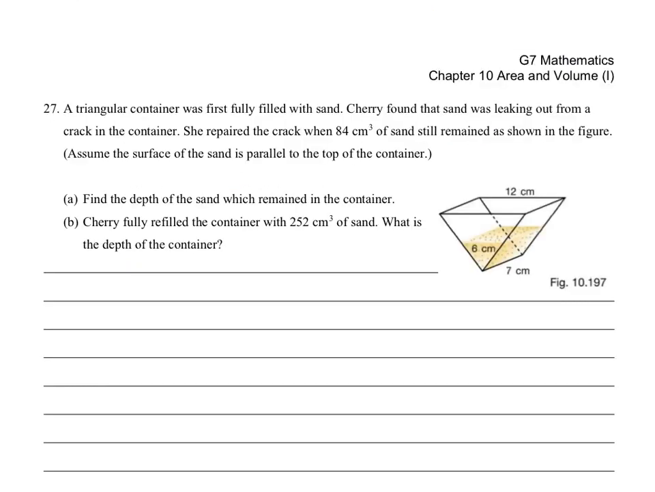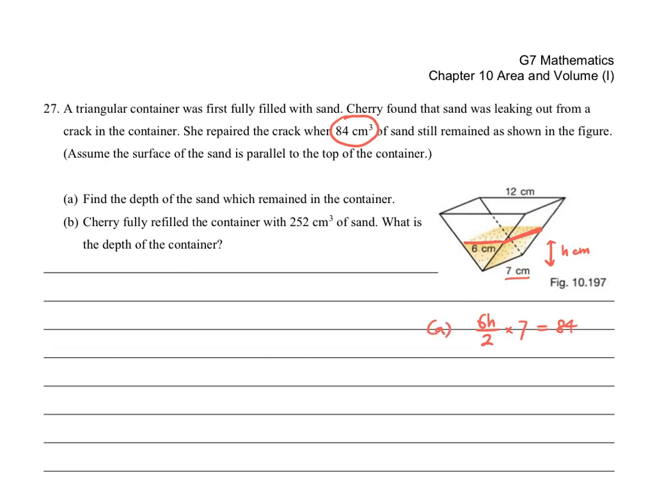For question number 27, you can see that the remaining sand has a volume of 484 cm cube. It means that you just need to try to find the volume of the sand here, which is the base of this triangle multiplied by h. Suppose I let h cm be the depth of the sand, and then you have 6h over 2 to be the area of the triangle, and then multiply by the height of these prisms, which is 7 cm. Multiply by 7 would be 84. This will give you the answer for part A.